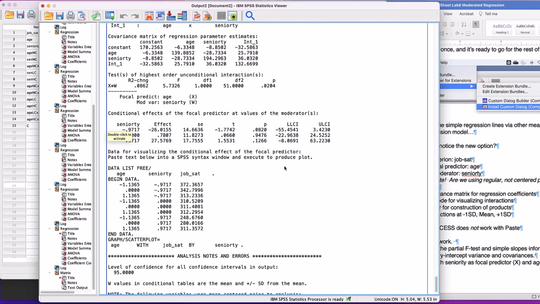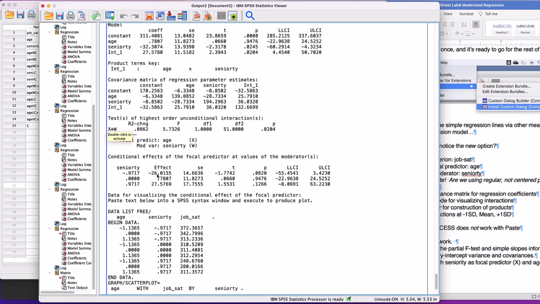Here in conditional effects, we have at different levels of seniority, what is the coefficient for age for these different levels of seniority. One standard deviation below the mean, and one standard deviation above the mean. So this is the t-test and the p-value and the regression coefficient for age's relationship with job sat at this level of seniority, at the low seniority. So we have all of that right there.